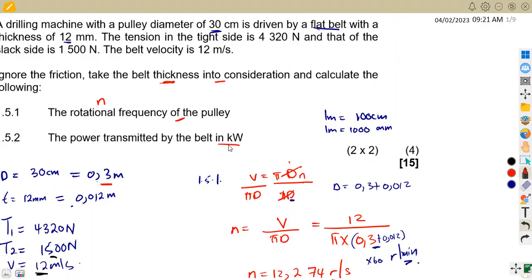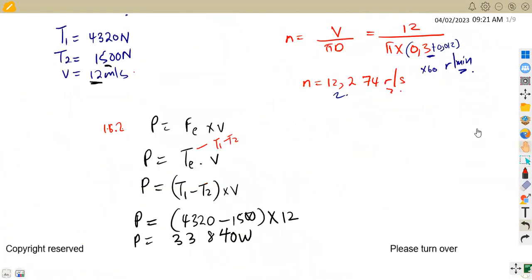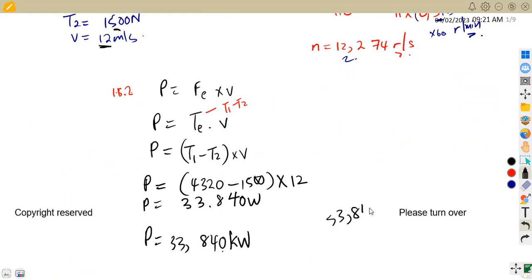According to the instruction here, we are now given the power transmitted by the belt in kilowatts. So let's go back here and convert our final answer to kilowatts. So for kilowatts, that means you're going to divide by 1,000, or you can multiply by 10 to the exponent of -3. So this is going to be 33.84 kilowatts. All right, so that is what we're supposed to obtain in this case.